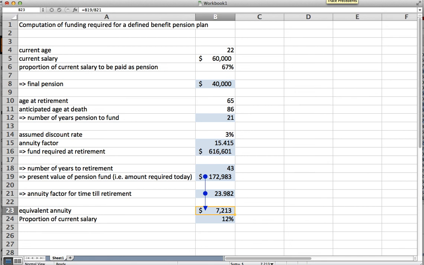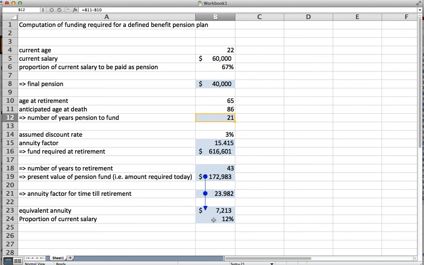That is to say, if the individual were to save $7,213 every year for the next 43 years, that's equivalent to having $172,983 today, which is equivalent to having $616,601 at retirement, which is equivalent to having $40,000 every year for the next 21 years, or, as I say, through an insurance company, $40,000 every year until they die.